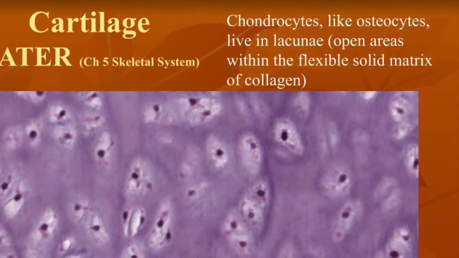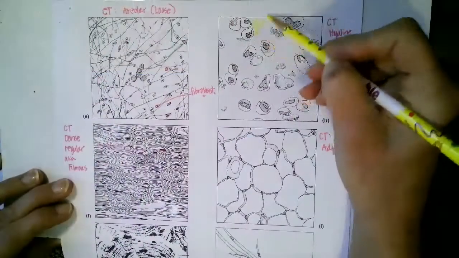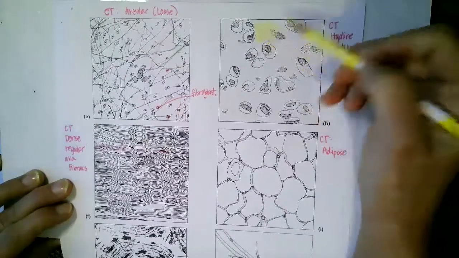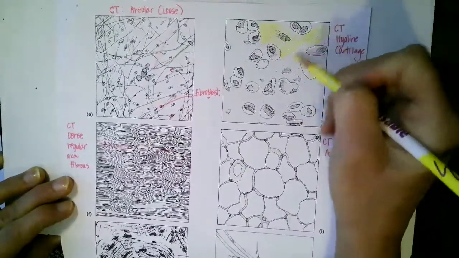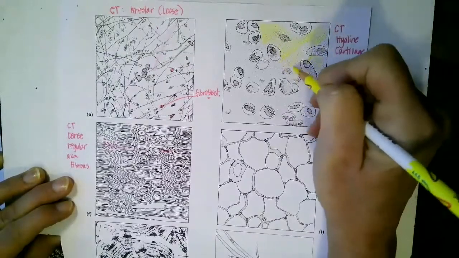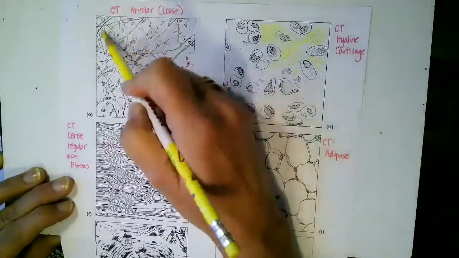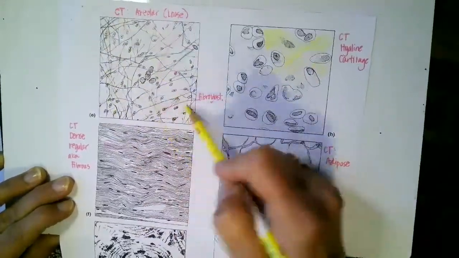On your packet, you're supposed to color in all the matrix in yellow, so I'm coloring it in yellow. This is showing actual tissue. You can see that the little individual chondrocytes kind of look like little fish eyes. I don't know why I think they look like fish eyes, but each little cell is in a little open space called a lacunae because the hardened matrix of collagen is pretty firm. It's not as hard as bone, but it's still very firm.